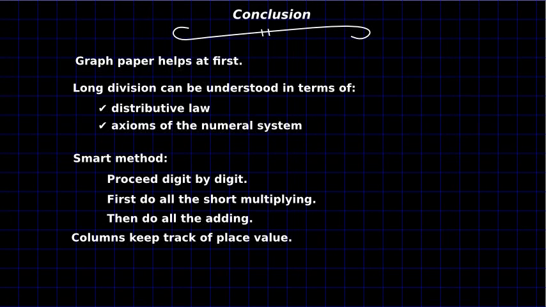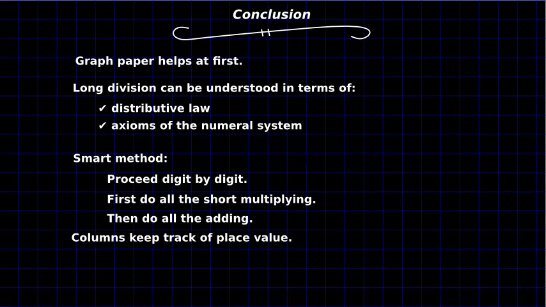Let's summarize what we've discussed. Graph paper helps, especially at first. The best thing is a lab book. Such things are cheap and readily available from office supply stores. On the other hand, once you understand the importance of keeping things lined up in columns, you can discipline yourself to keep things lined up, and then you can do fine without graph paper.